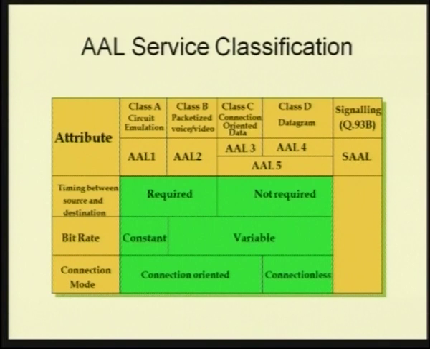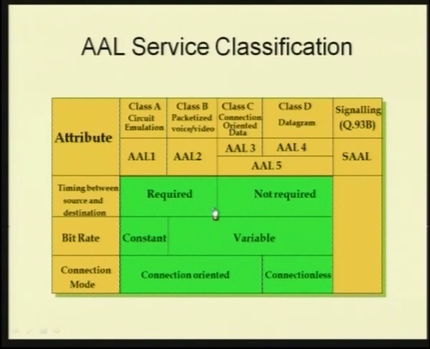In both class A and class B, timing is important between the source and destination. So, timing is required, whereas timing is not required for classes C and D. With respect to bit rate, class A is a constant bit rate application, while B, C and D all use variable bit rates. With respect to connection mode, A, B and C cater to connection oriented service and connectionless is provided for class D.